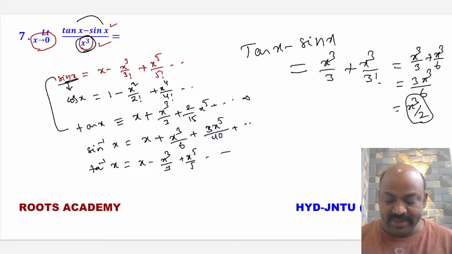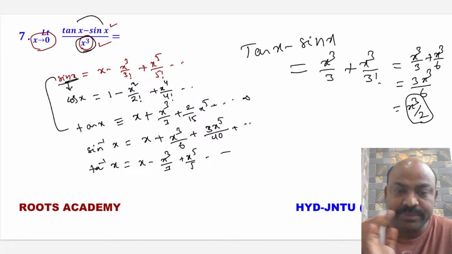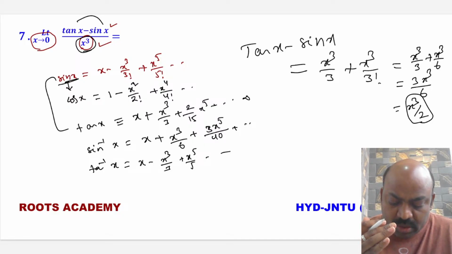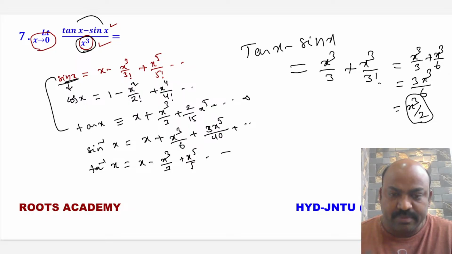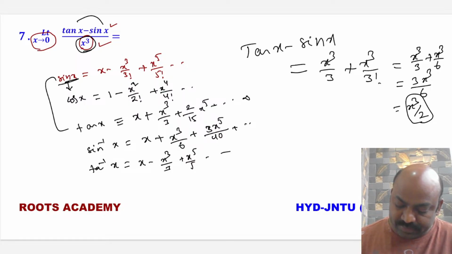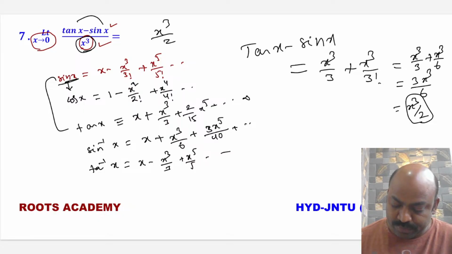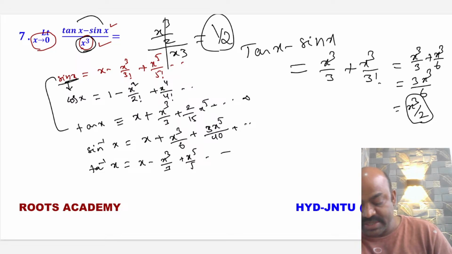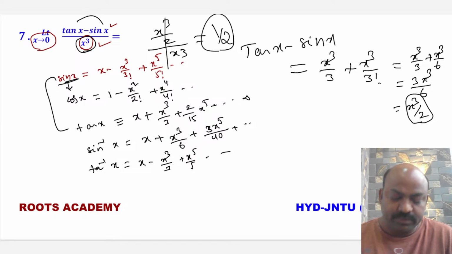Remember that. Whenever you have something like tan x minus sin x type of thing, you can replace it with x cube by 2. By how much? x cube. So answer is 1 by 2. Answer is 1 by 2. Clear?